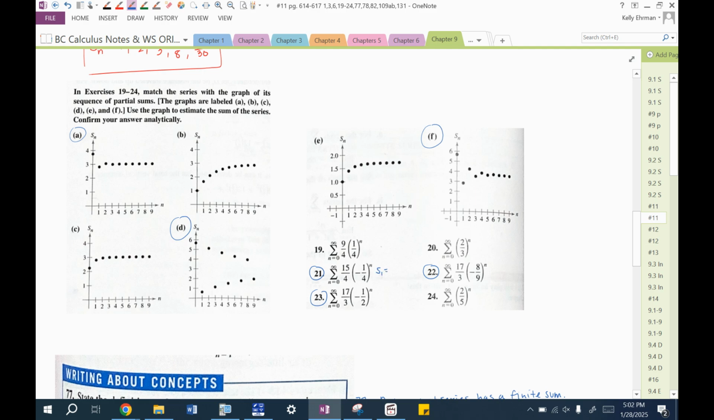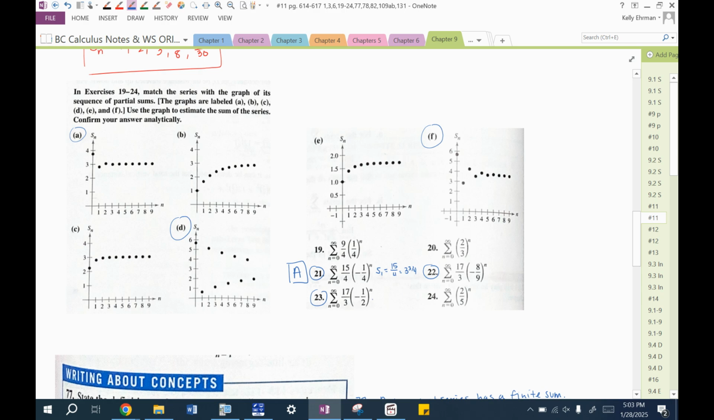Oh, sorry. S1 would be when you plug in 0, by the way. The first partial sum is the first term in this sequence, and this one starts when n is 0. So it would just be 15 fourths. And 15 fourths is 3 and 3 fourths. So that's it right there. 21 is A. So now we're deciding between 22 and 23. It's got to be F versus D. They both start at 17 thirds, so that's not all that helpful.